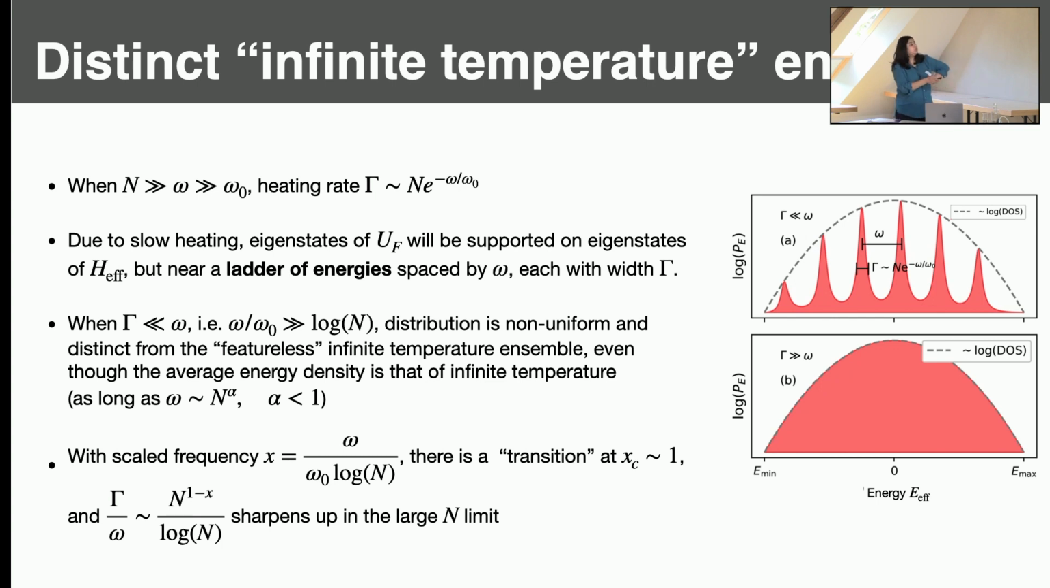states. Okay, so you can define a scaled frequency by rescaling omega with log n, and then there's a transition at this scaled frequency being of order 1, going from this kind of featured infinite temperature ensemble. On average, all these different peaks still have the same energy density, so they're still at the same temperature, so this is still dominated by infinite temperature, but the distribution looks very different, okay? And if you look at gamma over omega, this has an n dependence which diverges with n on one side of the transition and decays on the other side. So you can see this sharpens up in the large n limit into an actual dynamical transition, okay?